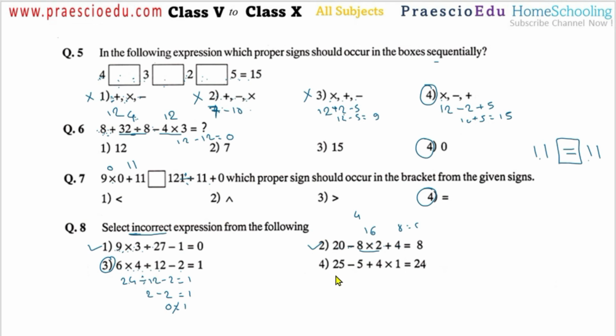Let's check option number 4. 25 minus 5 plus 4 multiplied by 1 is equal to 24. So 4 multiplied by 1 is 4. Okay, so 25 minus 5 plus 4. So here left side subtraction is given. So 25 minus 5 is 20, and then plus 4. So 20 plus 4 is 24. So this is correct, but we require the incorrect. So all the other options are correct for this question. So option number 3 is the answer.